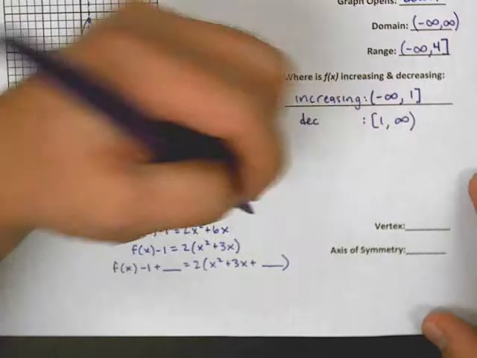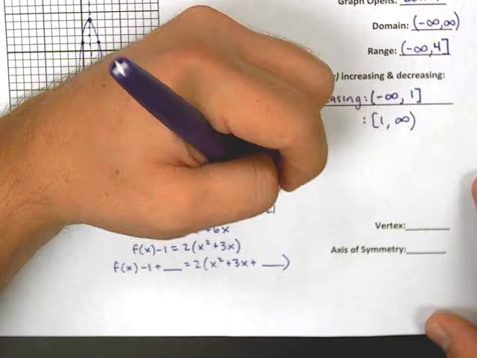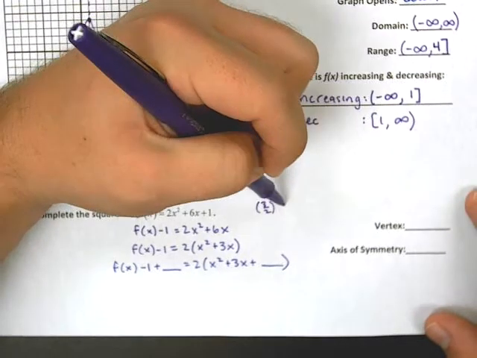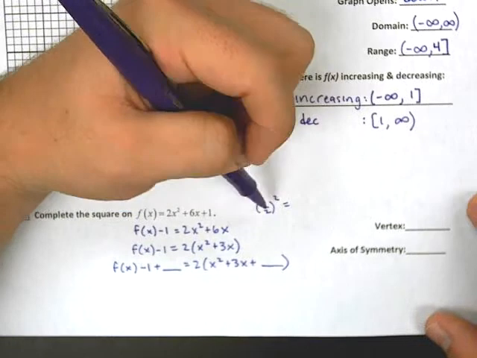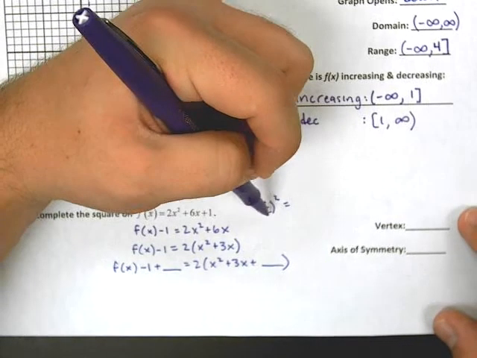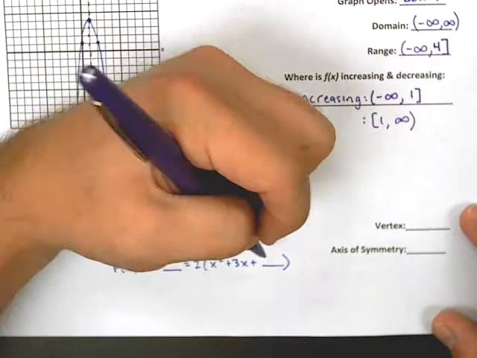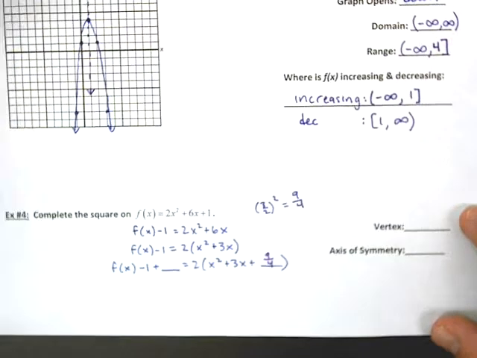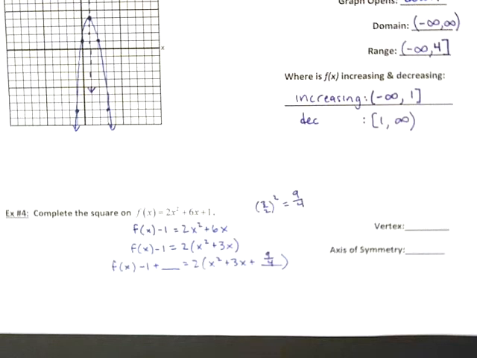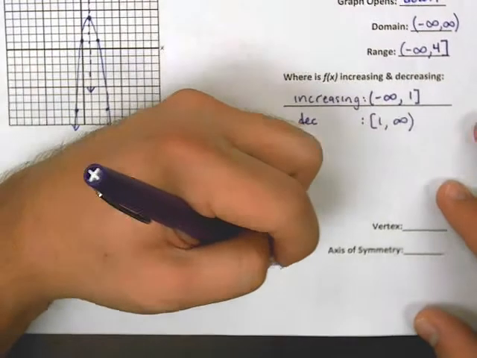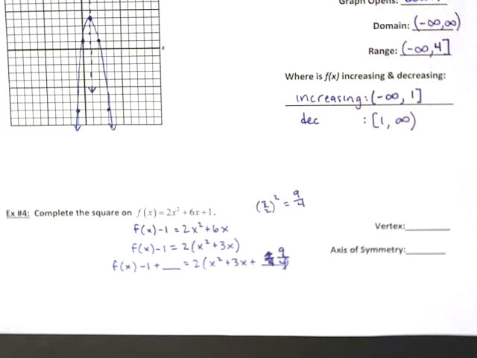I'm still doing the same thing. I'm taking 3, I'm dividing by 2, I'm squaring. Well, what happens when I square 3 halves? If you remember your exponent properties, you square both the numerator and the denominator. So this is 9/4. So I have to put a 9/4 here. I don't know if you can see that. I feel like I need to write this better. Hold on, let me write this bigger so you can see. 9/4. That's 9/4.